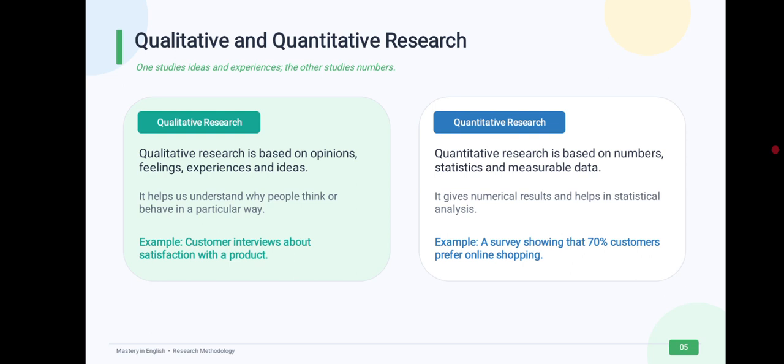So, overall, we can say that in case of qualitative research, basically we try to understand the attitude and behavior, and we want to know the opinion of other people, we want to know the feeling, we want to know the experience of other people. So in that case, we use qualitative research. For example, customer interview about satisfaction with a product.